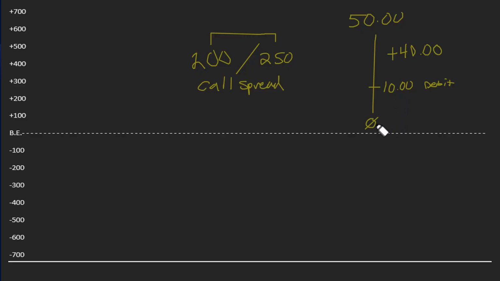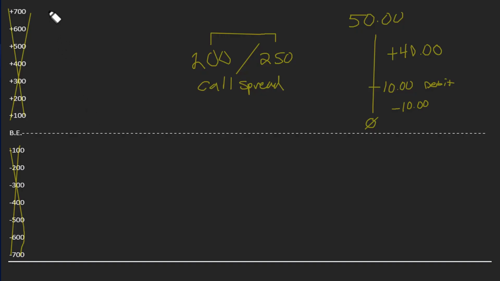What can I lose? Well, if it goes to 0, I spend $1,000. I'm going to lose the $10 I paid times 100 shares, which is what one option contract controls. I've got $1,000 of risk and $4,000 of upside. So how do I need my risk graph to look? This one will not be sufficient.